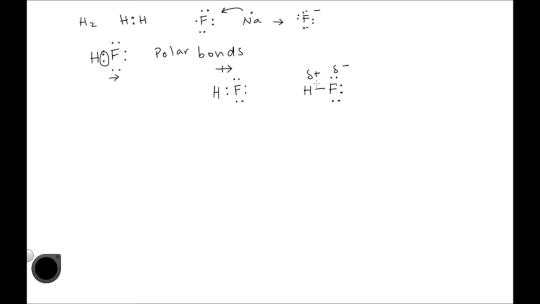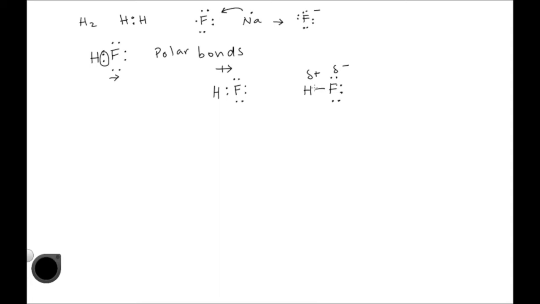Since the probability of finding the electrons in the bond is higher in the region of space around fluorine, which means it has a higher electron density, it has a partial negative charge, right? It's partially negatively charged. Whereas the hydrogen has a partial positive charge, right? For the same reason.